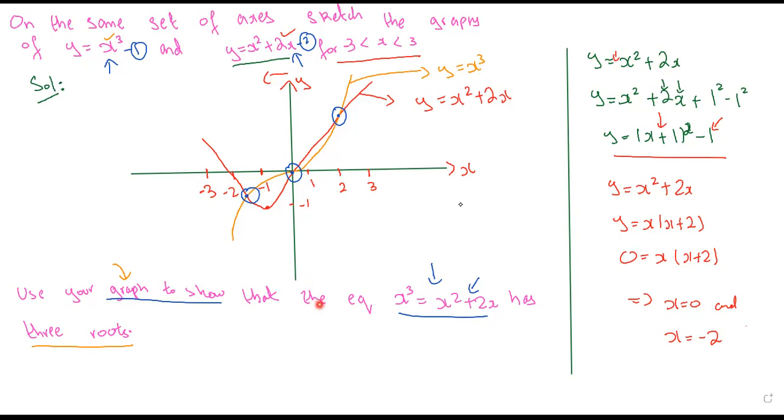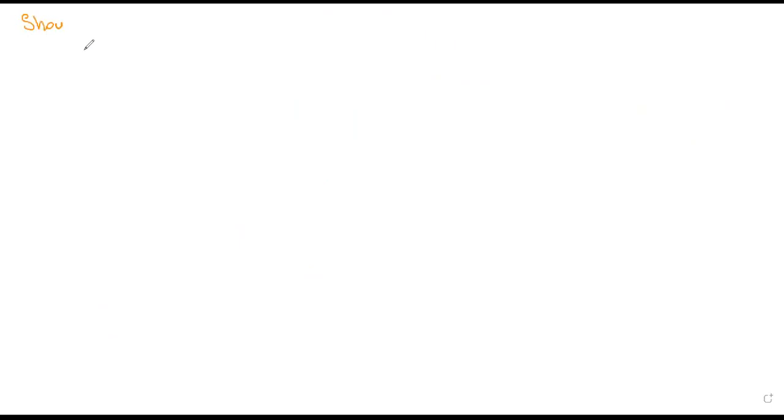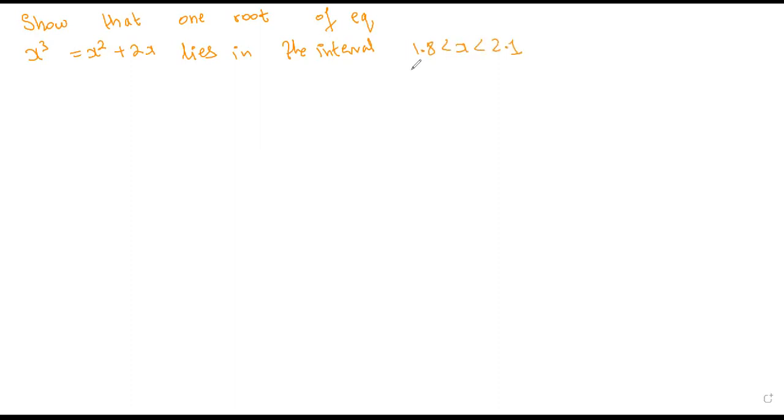Okay, and then we have a third part which says: show that one root of equation x cube equals x square plus 2x lies in the interval 1.8 less than x less than 2.1. Okay. And I want you to help me with this part because we have been discussing this already. So how would you do this part?